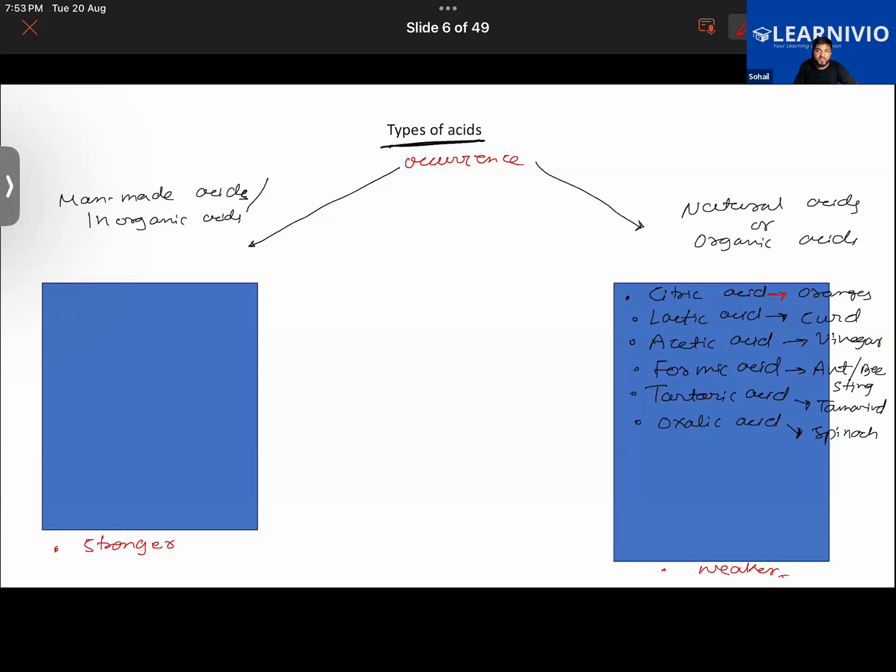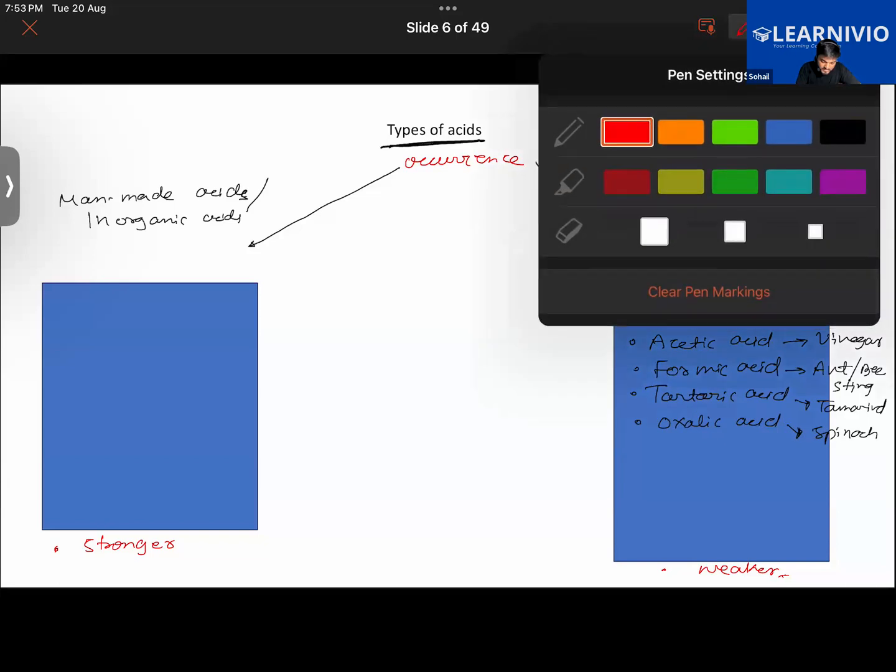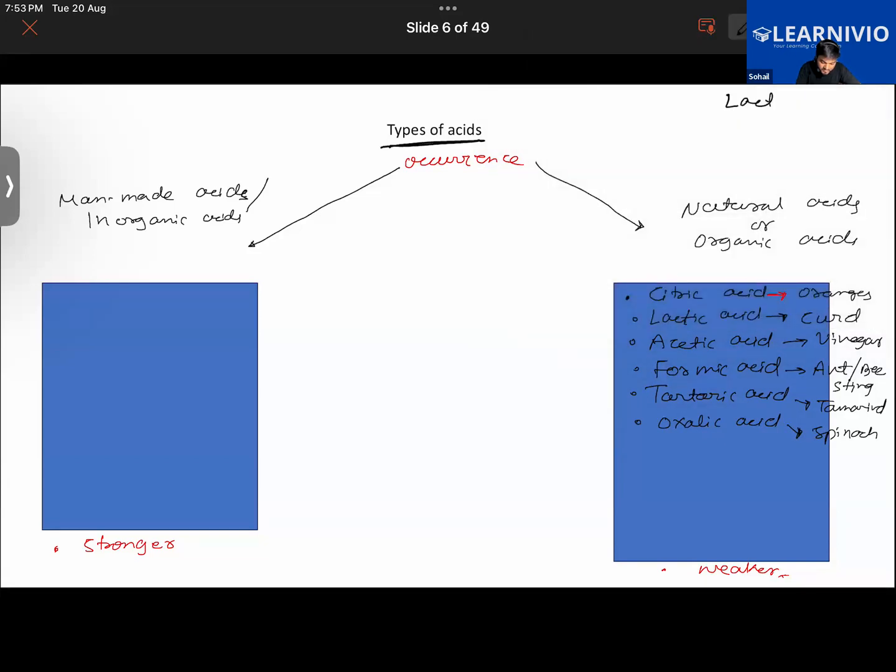It's the lactobacillus bacteria. Lactobacillus, okay? There's a bacteria by this name, lactobacillus. It converts the milk, sir, into lactic acid, sir, we also call it.